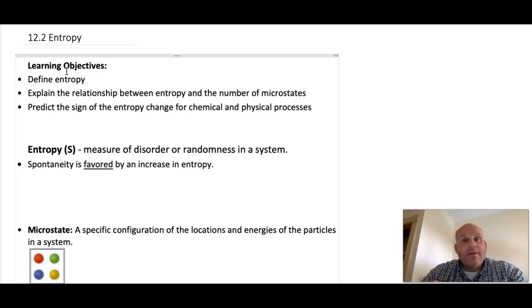As we left off, video 12.1 talked about the idea that spontaneity was going to be affected by changes in enthalpy, but there was something else that was affecting whether or not a process was spontaneous. And we left off there by saying that other concept is entropy. So in this section, let's get into that. What exactly is entropy and how can we use or predict entropy changes for a particular system?